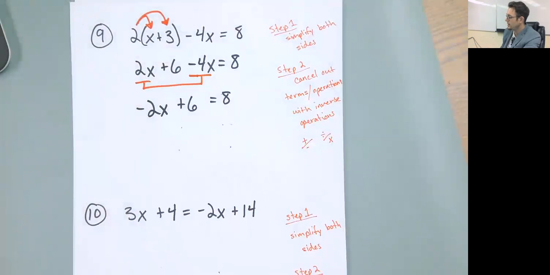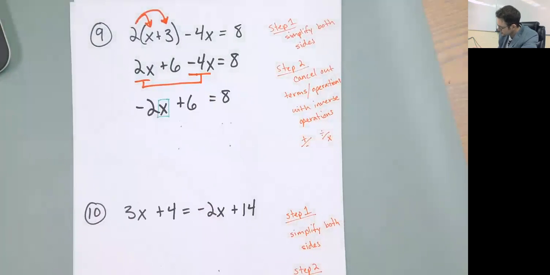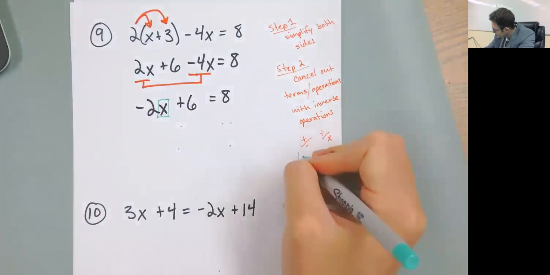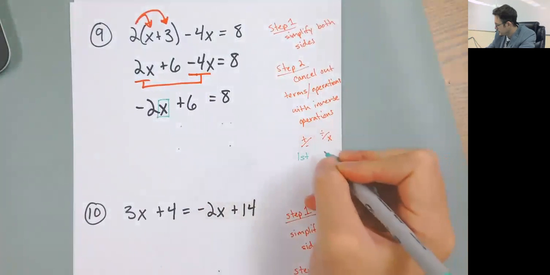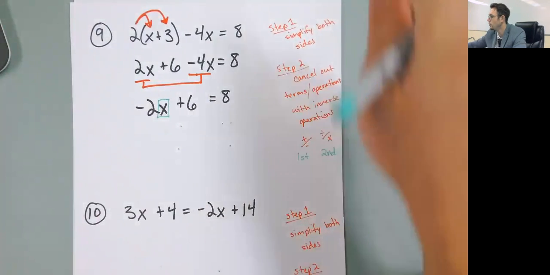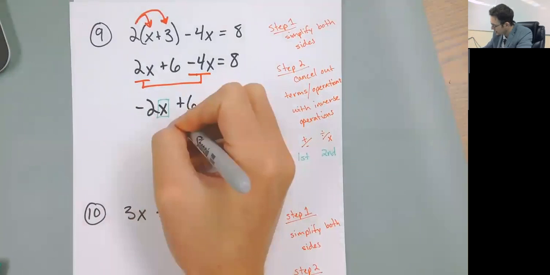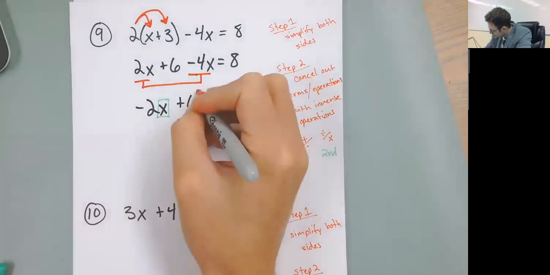Now we're on to step 2, and that is canceling terms or operations with inverse operations. So I need to get x by itself. Remember, I talked about this in the last video. First, you cancel out addition or subtraction. Second, you cancel out division or multiplication. So we're going to do addition first. We're going to cancel that out. Minus 6, minus 6.